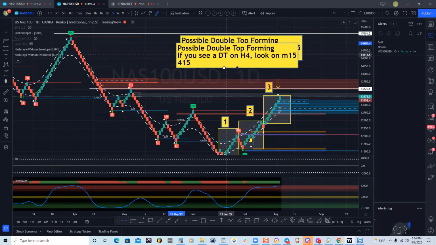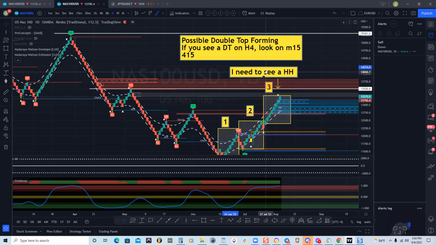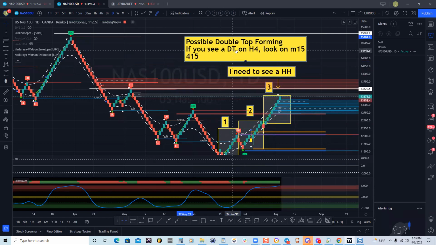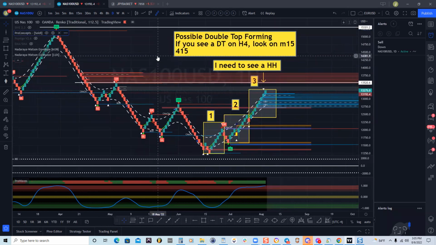Boom. But remember what I had on the daily, when I said I was expecting Nas to go further. You see how that lower run is much longer than this current buy run. This current bullish run is much smaller than that lower run because this is a pullback.